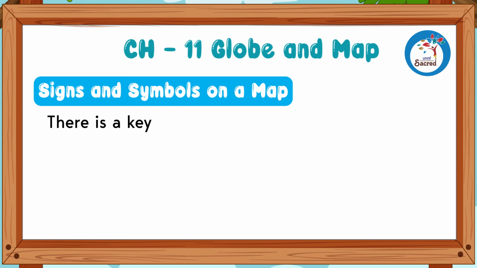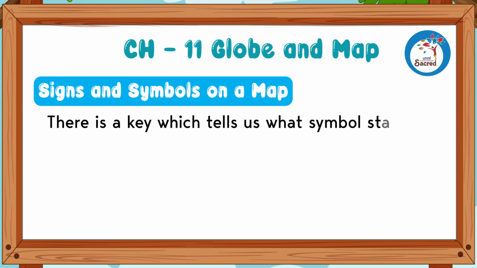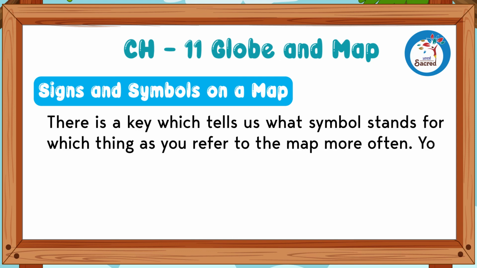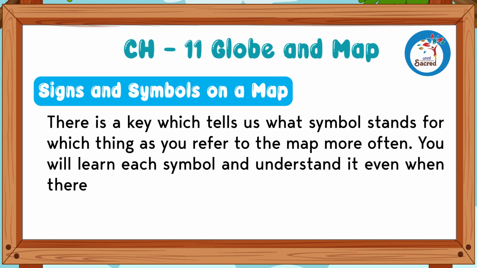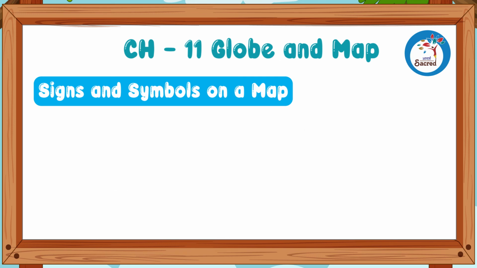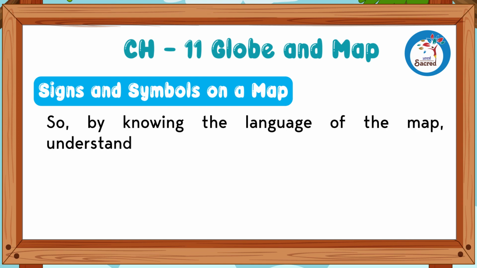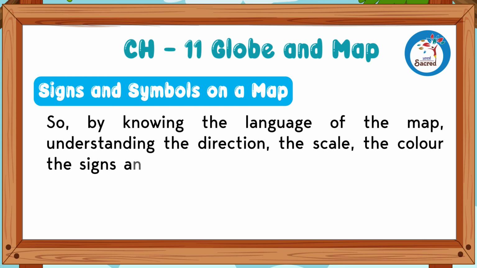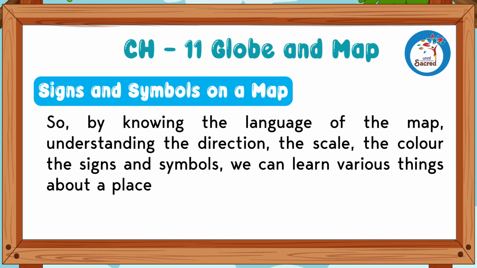There is a key which tells us what symbol stands for which thing. As you refer to the map more often, you will learn each symbol and understand it even when there is no key with the map. So, by knowing the language of the map, understanding the direction, the scale, the color, the signs and symbols, we can learn various things about a place which the map represents.